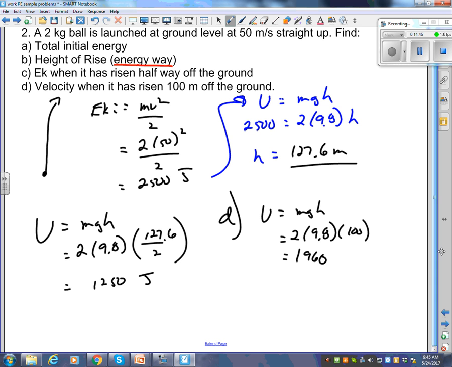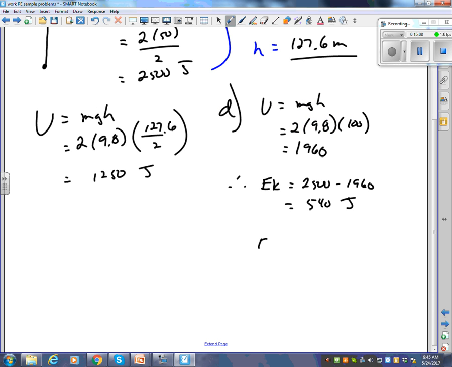So therefore, how much kinetic does it have? 2,500 minus the 1960. It's got 540 joules of kinetic still, and now we just convert that to speed. V is going to be the square root of that. 23.2.